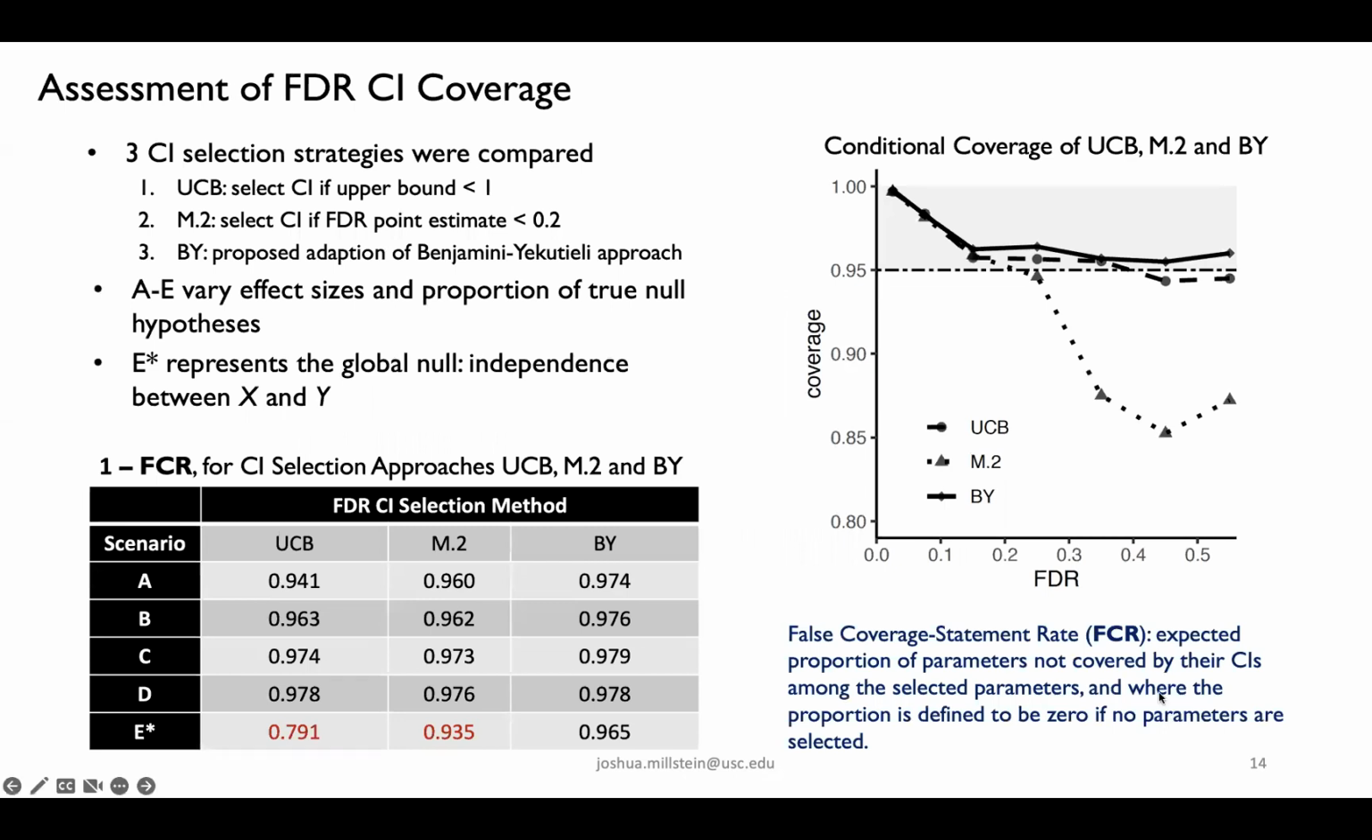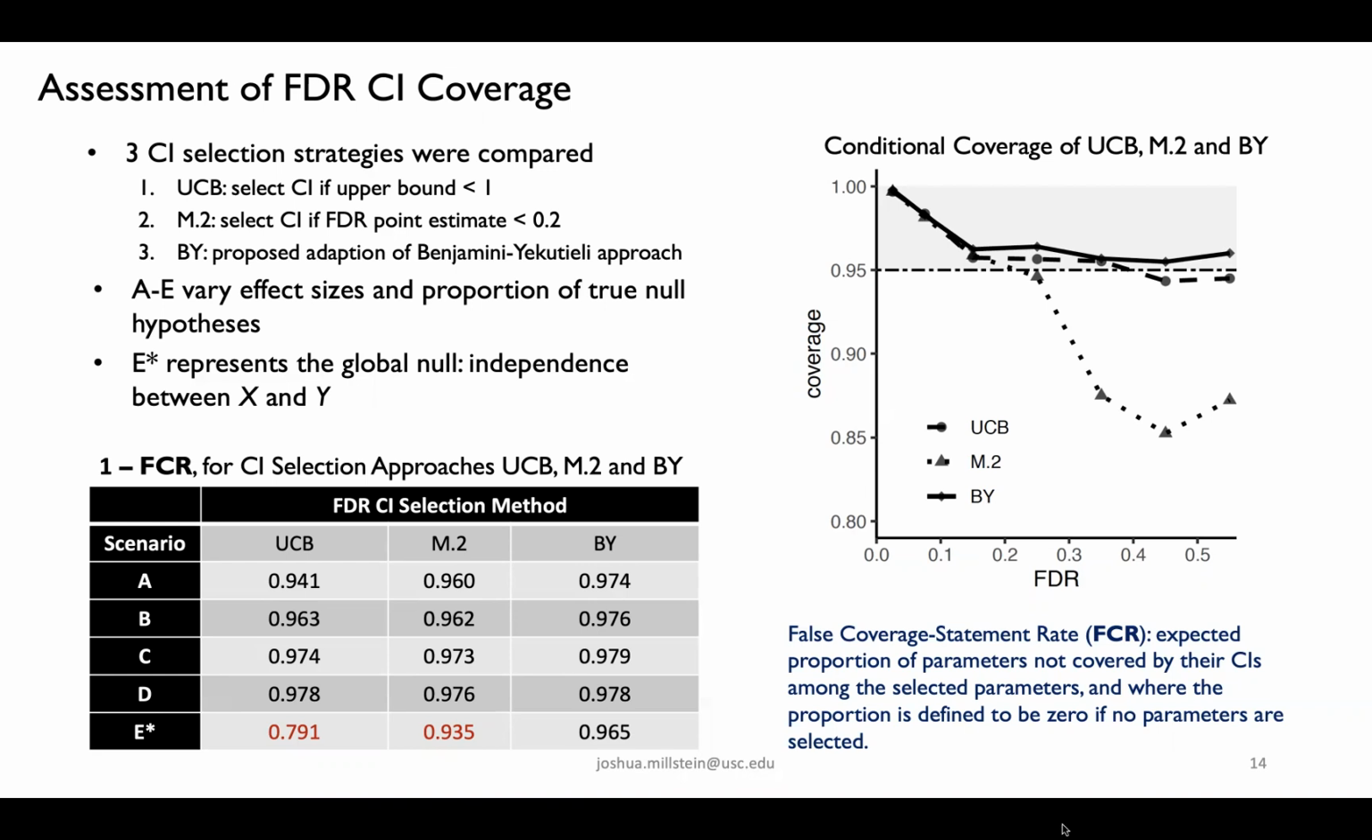So there were 5 scenarios simulated. A through E are the 5 scenarios. E is a special scenario because it's simulated under the global null of no association between any of the predictors and any of the outcomes. A through D varied in terms of the number of false null hypotheses and the strength of effects for those hypotheses.